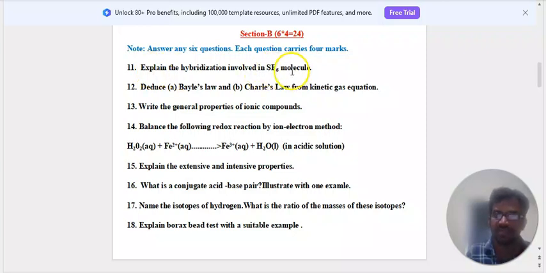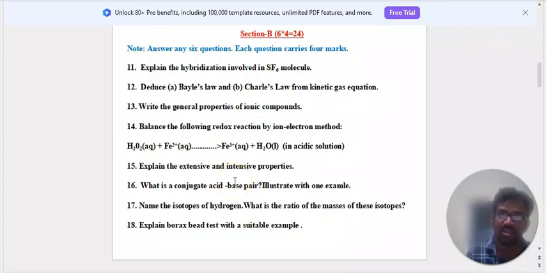Explain the hybridization involved in SF6 molecules. Very simple. Describe Boyle's law and Charles law from the kinetic gas equation. This was already a repeated question in the previous paper. And what are the general properties of ionic compounds, the 13th one. And 14th one also, mostly balance the following redox reaction by ion electron method. H2O2 and Fe2+ and ferric Fe3+ and H2O, how this is formed in acidic condition. And 16th one is already a repeated question.